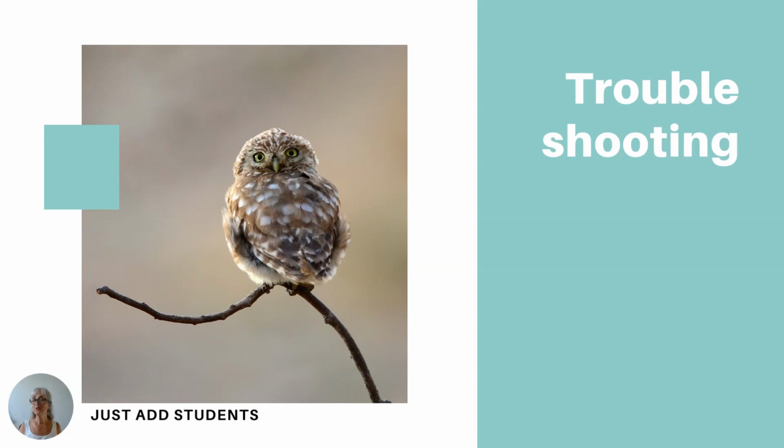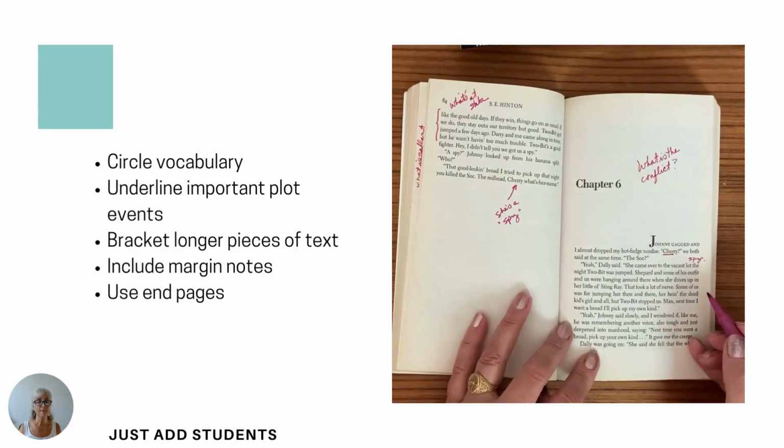Well, your students might be annotating too much or too little. So you can solve this with a lot of modeling. If you have a document camera, that's a really important way to model the annotations. You can have students share their annotations with each other and work on them with a partner. That also helps. Talking through, working through annotations will help students be a little bit more comfortable with this process.